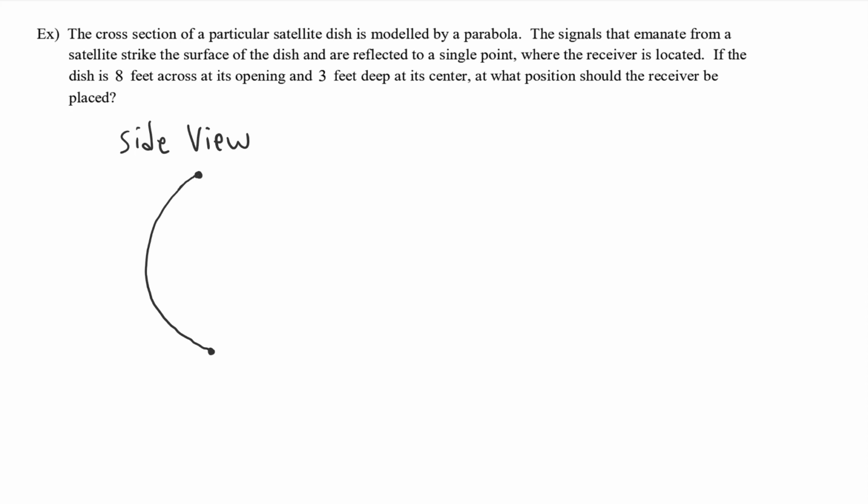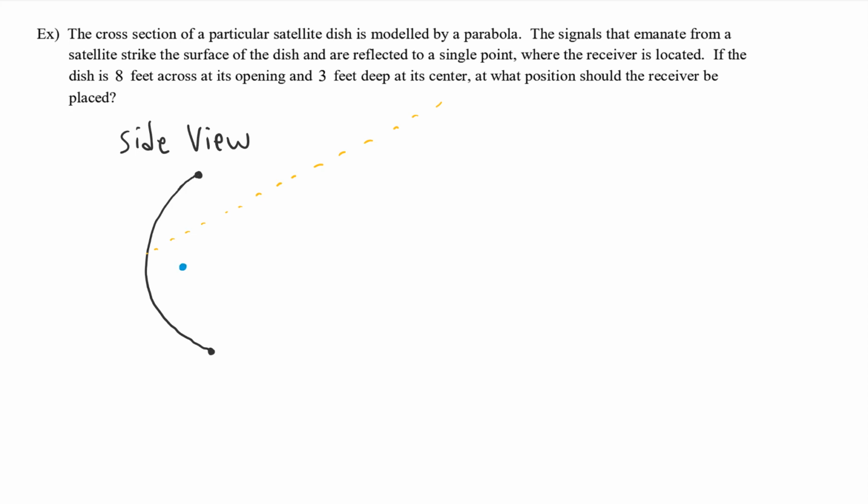If the dish is 8 feet across at its opening and 3 feet deep at its center, what position should the receiver be placed? Okay, so basically they're saying that out in space there's a satellite orbiting the planet, and that satellite is going to send signals down to Earth, and those signals are going to hit this dish, and they're going to bounce off the dish, and they're going to bounce to a receiver placed inside the dish.